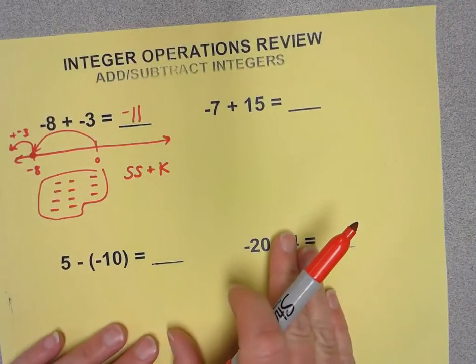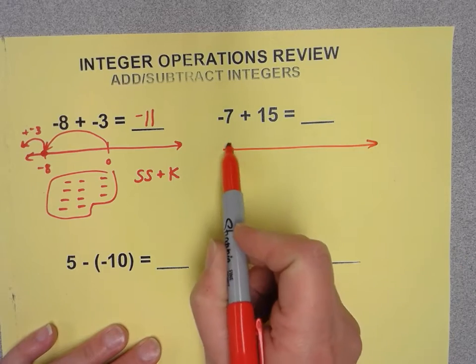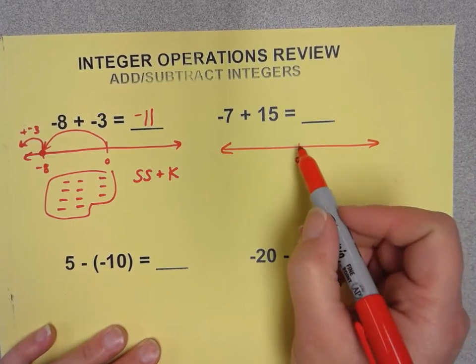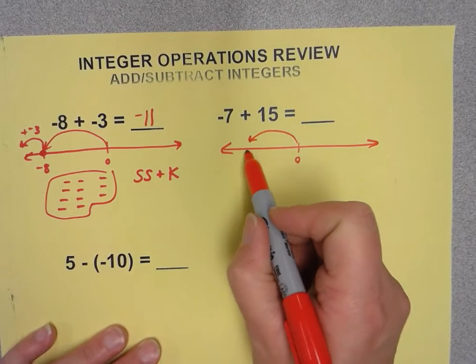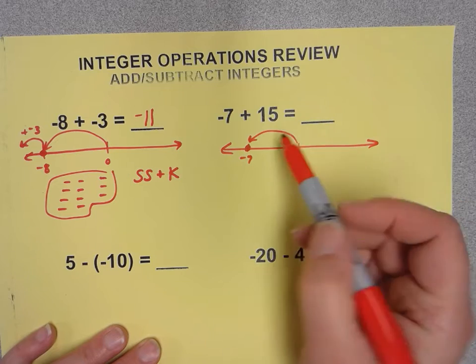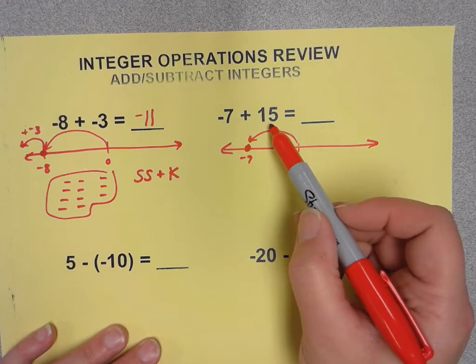Take a look at this next one. Here I have a negative plus a positive. If I look at this idea of an open number line, this one says that I should start at -7, which really means I need to move back behind 0 to -7. If this is my starting point, and now it tells me to add positives, I'm changing directions. I'm moving towards the positives.